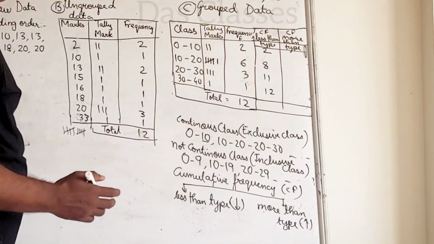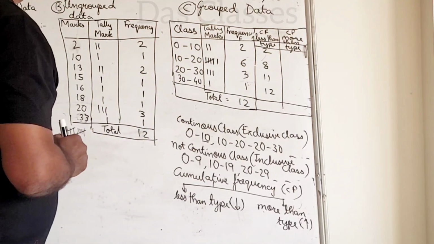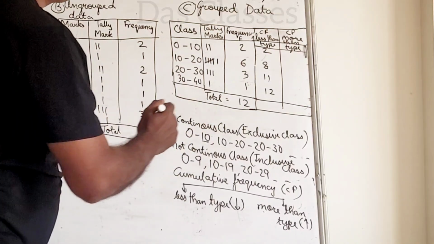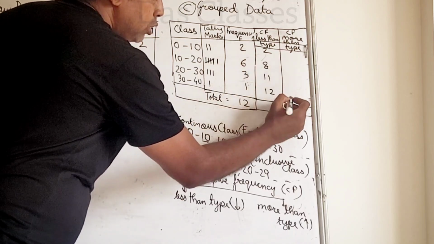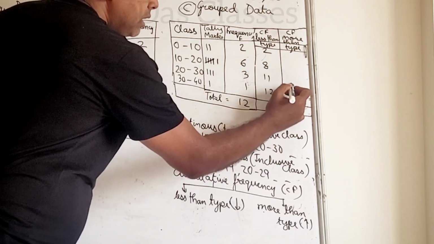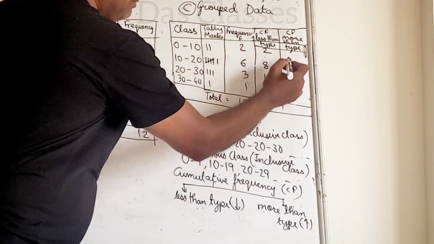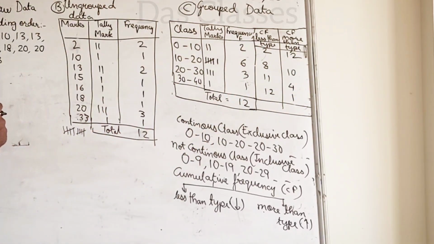So in the case of cumulative frequency, we just need to add the values of the frequencies. And in the case of cumulative frequency more than type, we add those frequency values from bottom towards top. So 1 plus 3 is 4. 4 plus 6 is 10. 10 plus 2 is 12. So that would be the cumulative frequency.